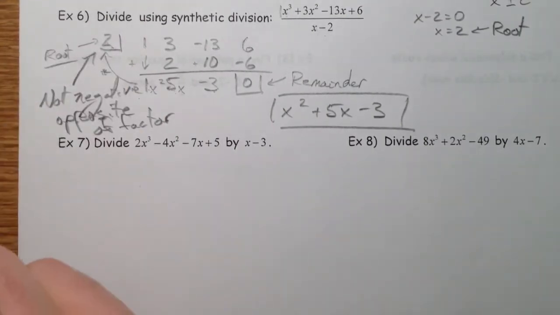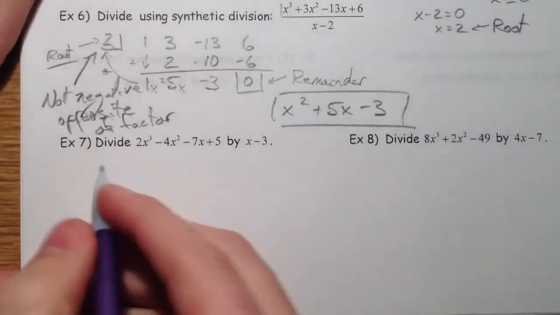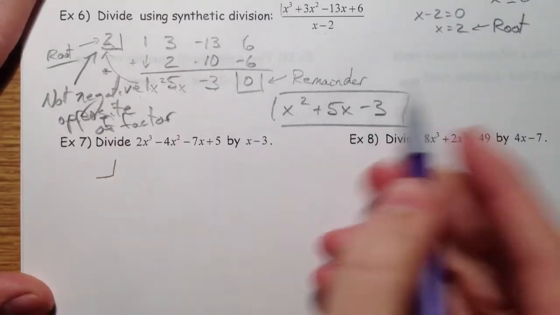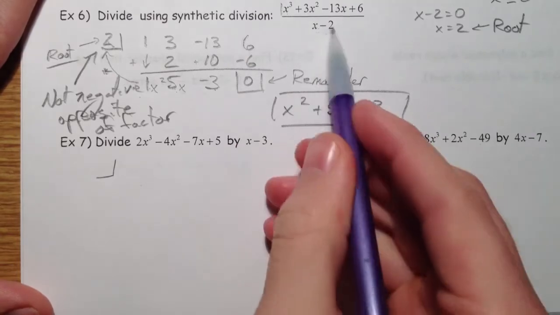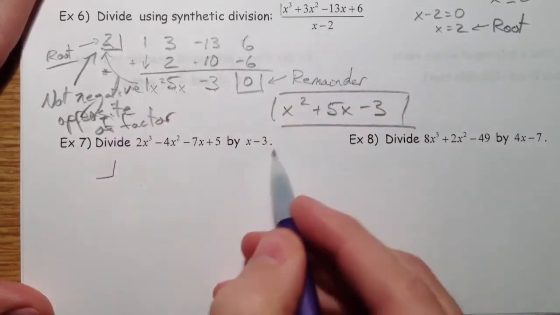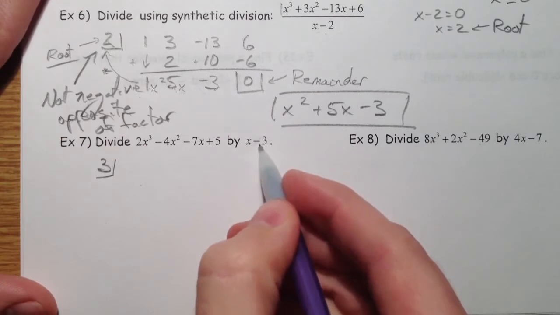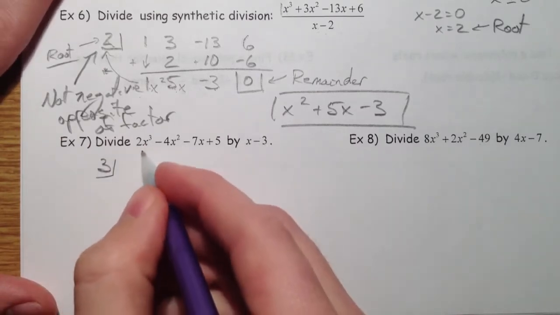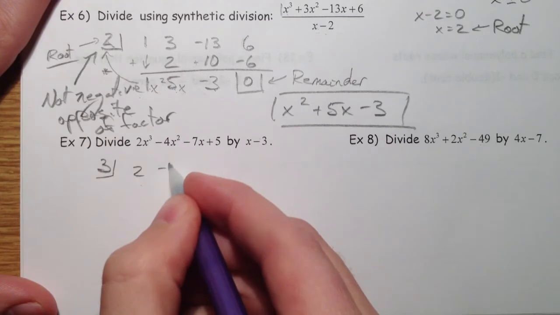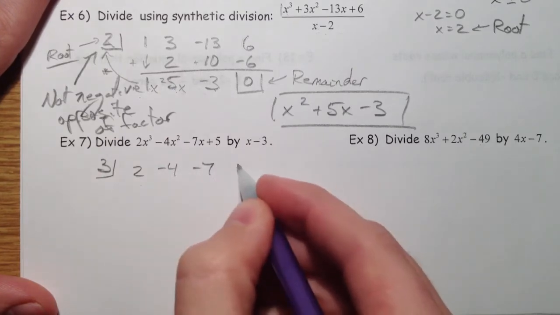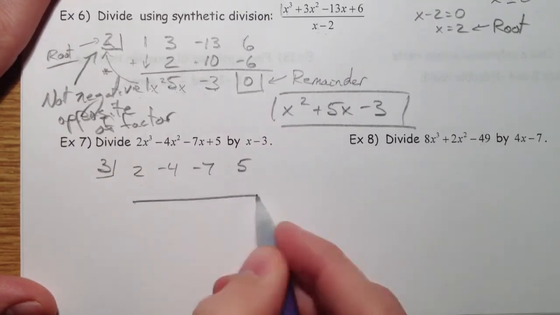Okay, so now you try. Again, if we're dividing by x minus 2, we put a positive 2. X minus 3, I put a positive 3. If this was plus 3, I would put a negative 3 there. So 2, negative 4, negative 7, and 5.